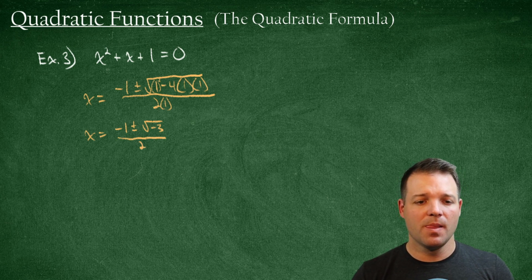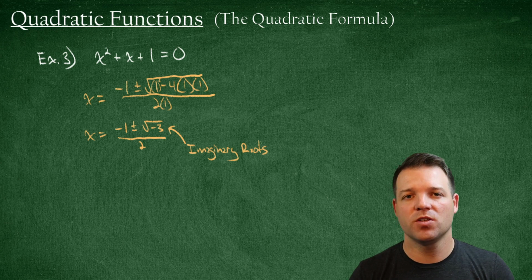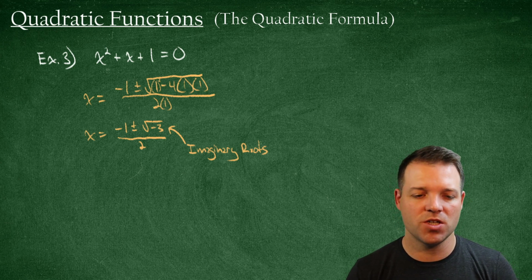Now let's classify this. This discriminant is a negative number, so I know that this is going to be two imaginary roots. Now you might be asking yourself, why don't we have rational and irrational imaginary roots?